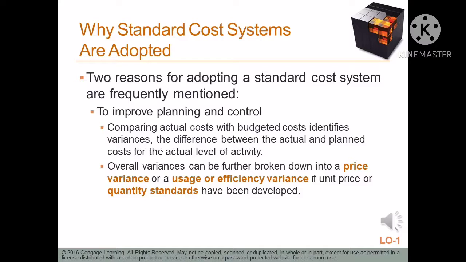Comparing actual costs with budgeted costs identifies variance, which is the difference between the actual and planned cost for the actual level of activity. Overall variance can be further broken down into a price variance or a usage or efficiency variance if unit price or quantity standards have been developed.